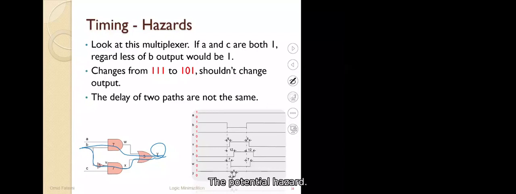We have a potential hazard when we have different paths from one input to the output with different delays. It has the potential to become a hazard. It is a potential hazard, but we should analyze it to see whether the hazard really happens or not. But it is a potential hazard when you have something like that.